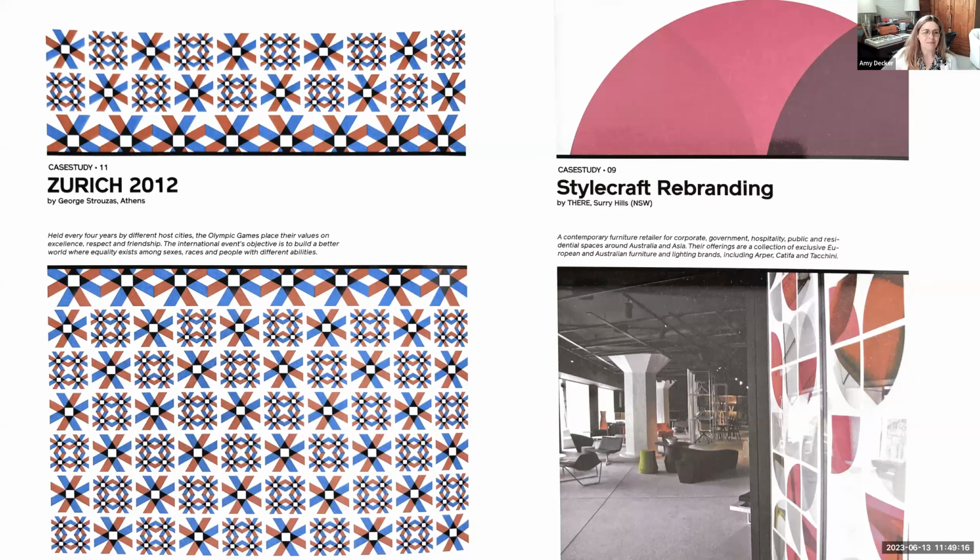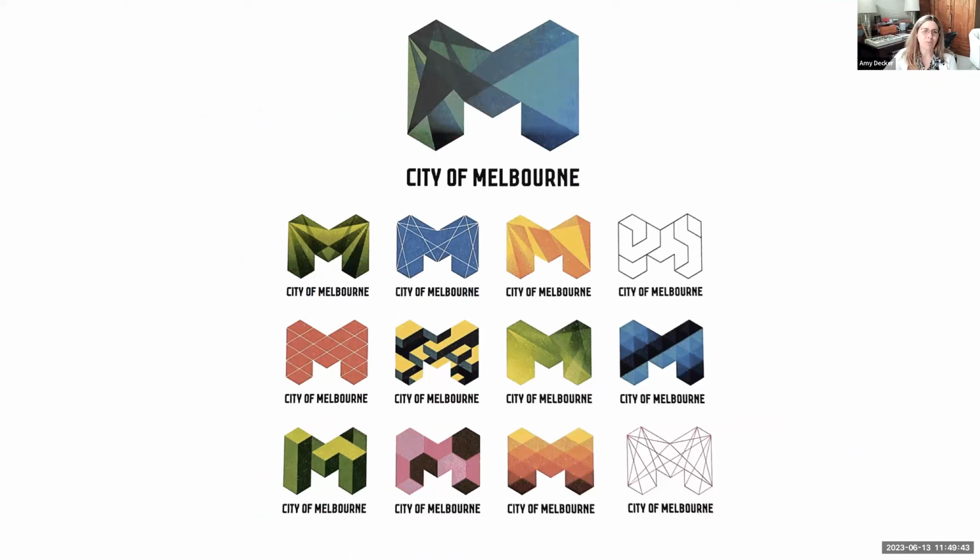Here's two examples of branding programs. One on the left here is from Zurich 2012. It's an identity system that is using patterning a lot within it. And I paired it with this other one from Stylecraft, which is another identity system that is using basically shape-based designs and using them in a pattern formation. Here's an interesting project I found, the city of Melbourne. Here you can see that they're using a shape that becomes the letter M, but they're filling that shape with many different types of grids and graphic geometric designs.